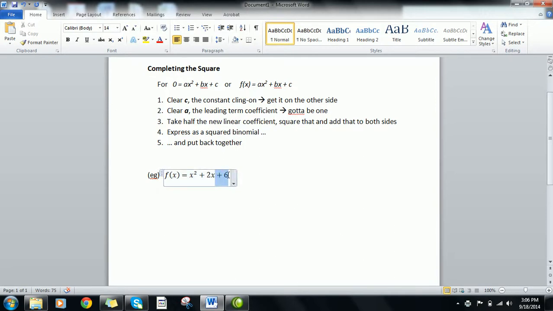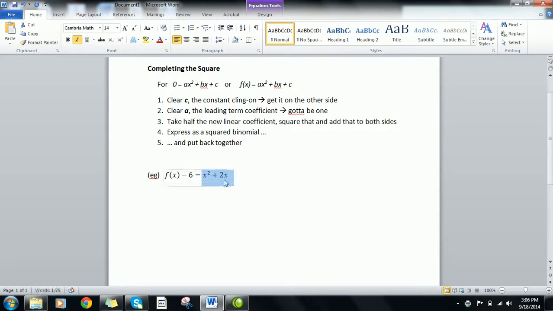I call that the Klingon. I want to get it out of the way. So I'm going to move it over there by subtracting 6 from both sides, and it pops up here as minus 6. Okay, so what I've done now is I now have room to operate on the right-hand side.